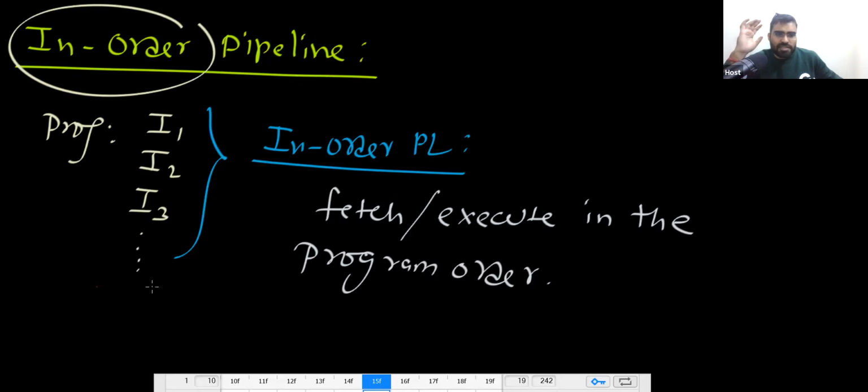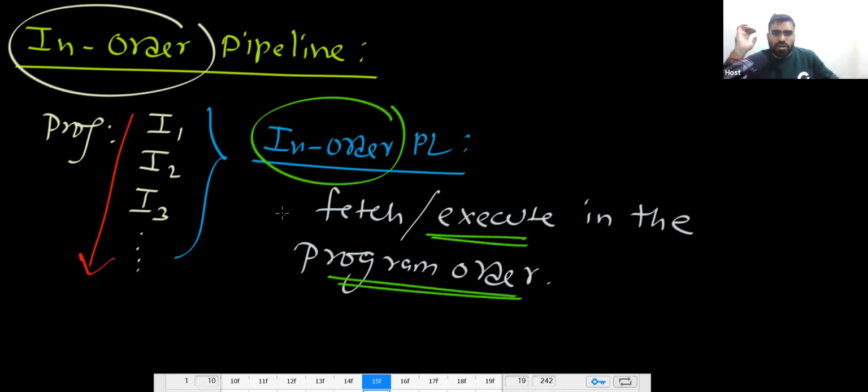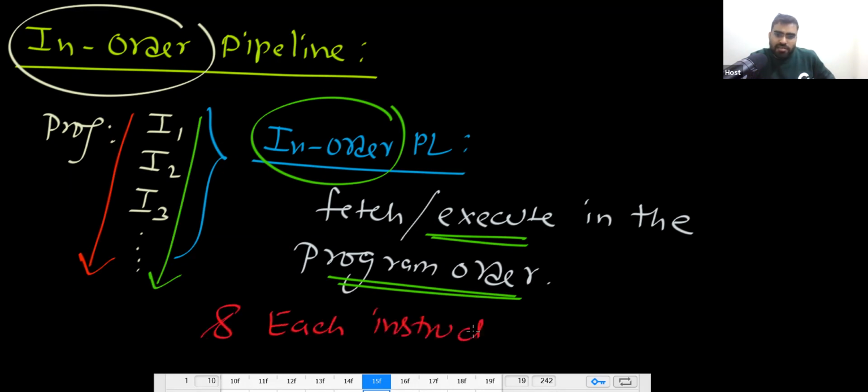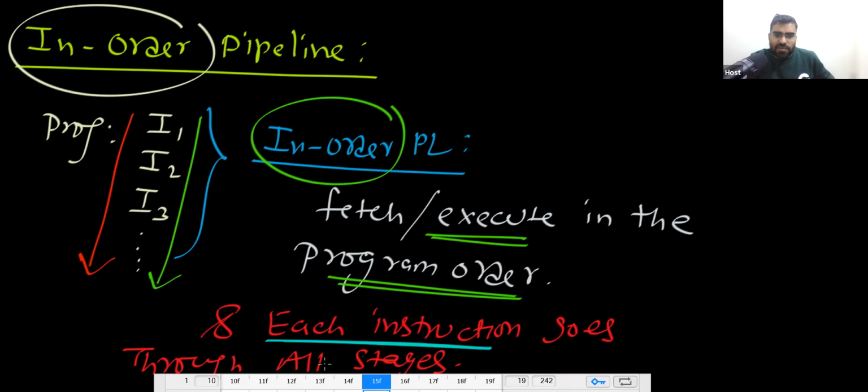What I am saying is a simple point: if your program is like this, then in order pipeline, the name itself is telling you, means execute in the program order. In this order you execute. And each instruction goes through all stages. Is this clear? Every instruction will go through every stage.